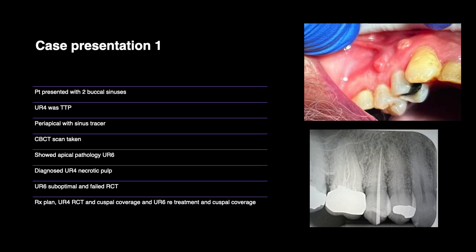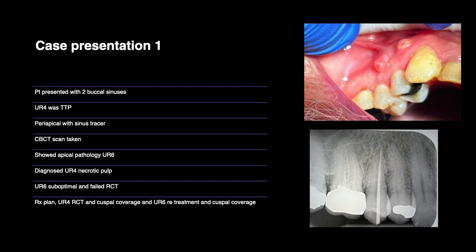So then I just thought I'd pick 3 cases really just to run through with you. The first presentation was someone who came in pain from the upper right quadrant. I took a photo because there were actually 2 buccal sinuses present, and the upper right 4 was tender to percussion. I stuck a GP point in the first sinus, which clearly went between the 4 and the 5. I also took a CBCT scan for this case, and it was quite interesting to see that there was quite a large area associated with the upper right 6 as well.